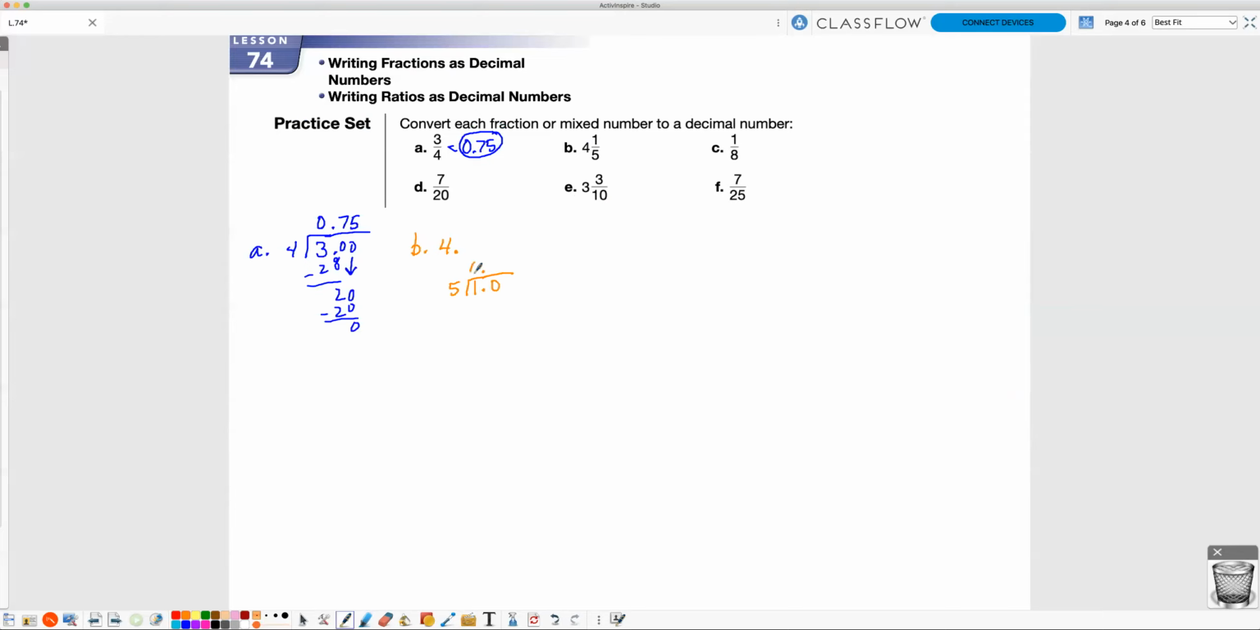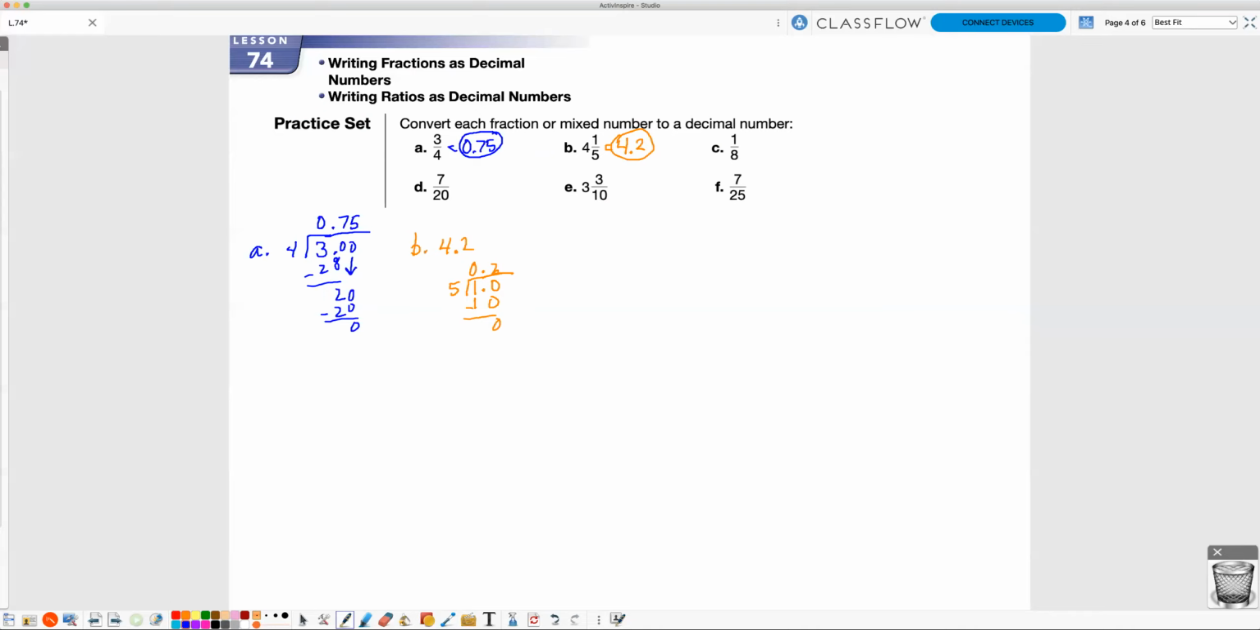1 divided by 5 is 0. 10 divided by 5 is 2. 2 times 5 equals 10. There's nothing left over. So this would equal, if I remember that there's a 4 as a whole number, 4 2/10. So 4 1/5 would be 4 2/10.